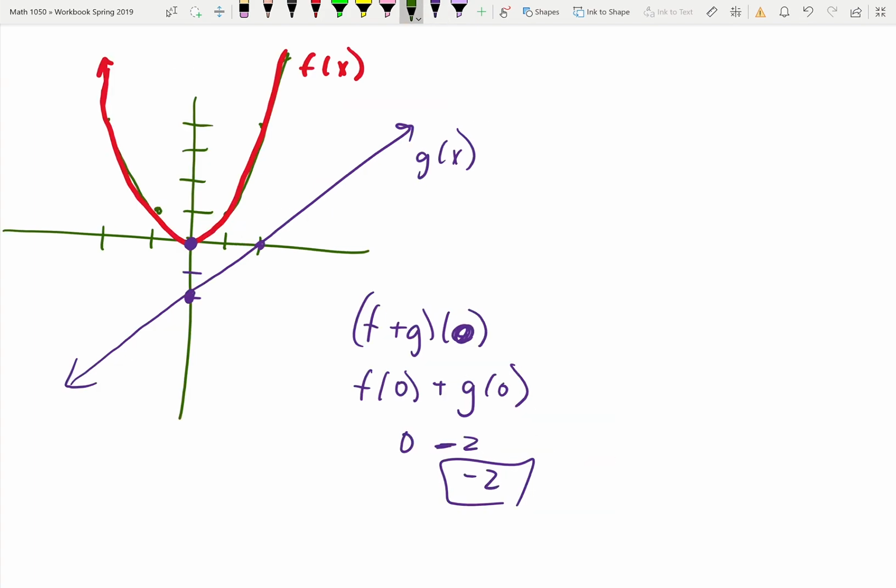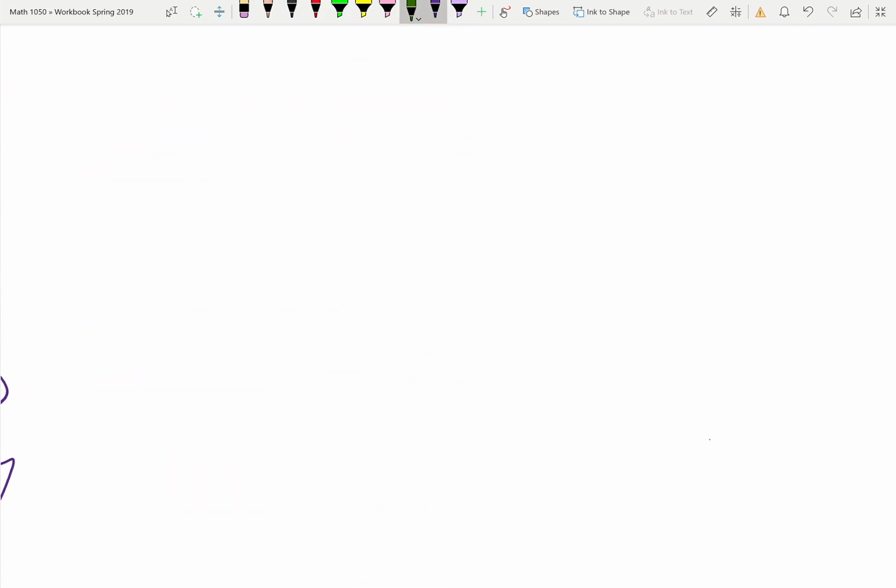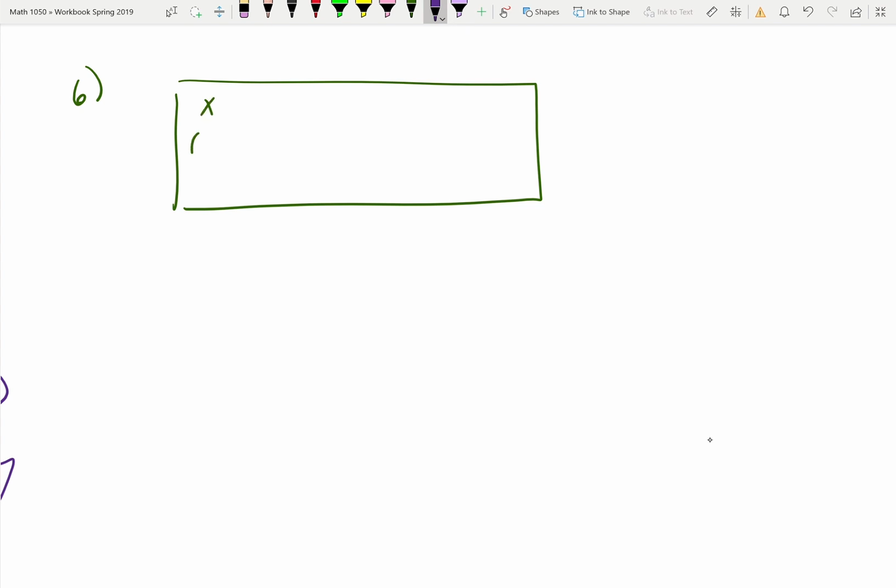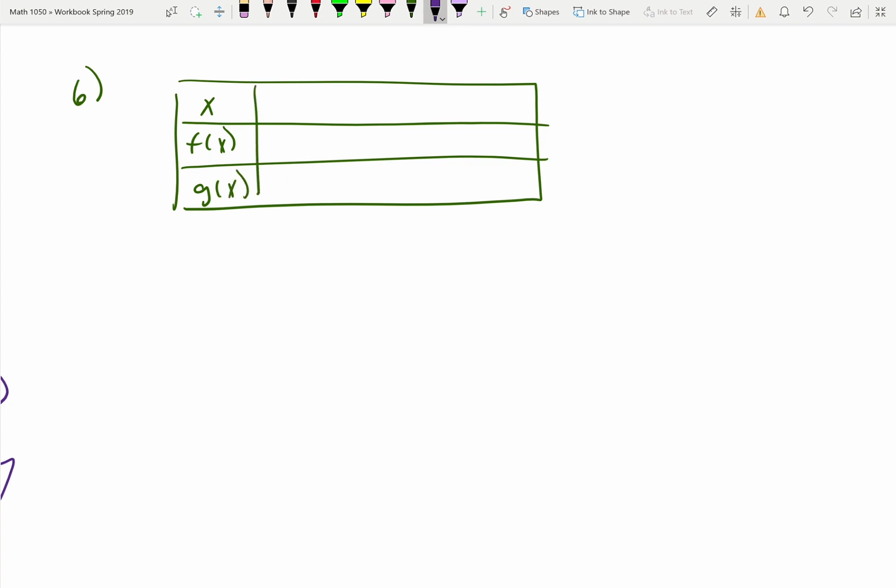Okay, here's question number 6, and this is actually our last one. So they're going to give you a table. In there you have an x, you have an f of x, and you have a g of x. And then they give you all these values. You can write this down, or you can just look. Just make sure you know how to do it.